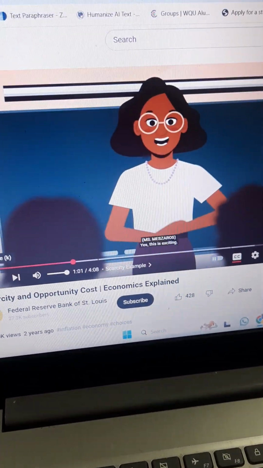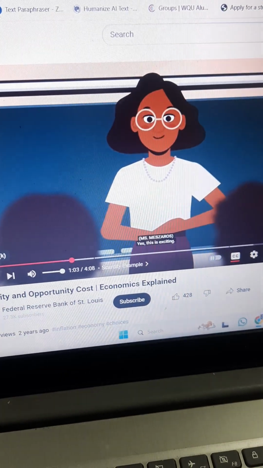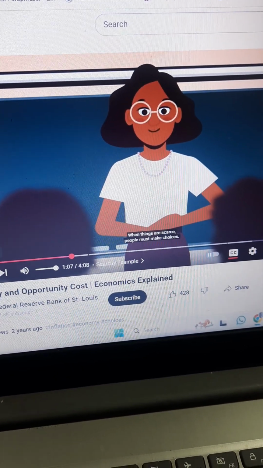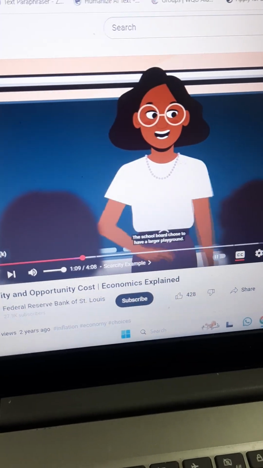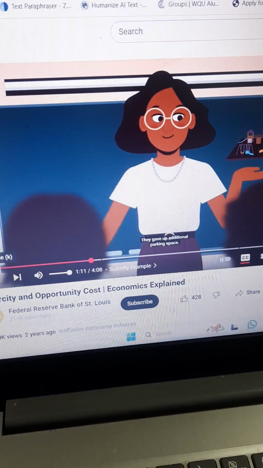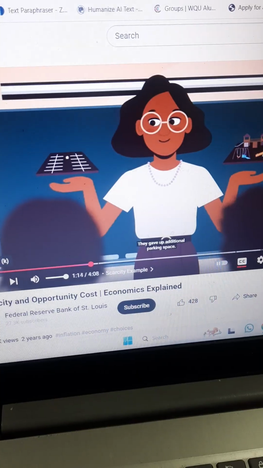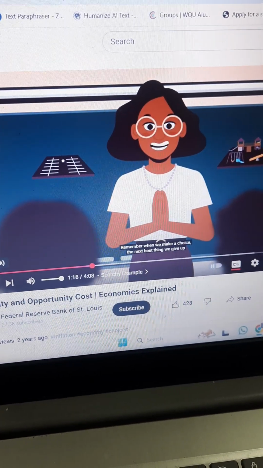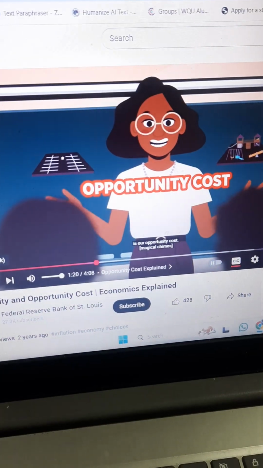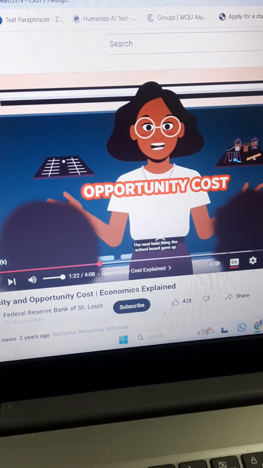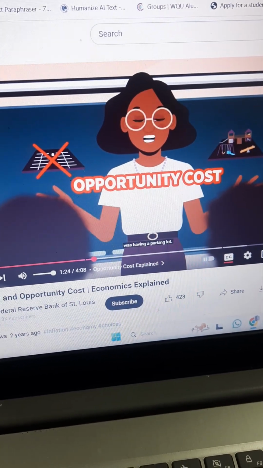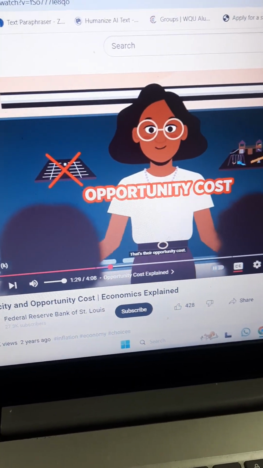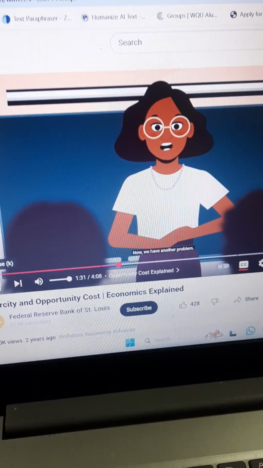Yeah! Yes, this is exciting. When things are scarce, people must make choices. The school board chose to have a larger playground. They gave up additional parking space. Remember, when we make a choice, the next best thing we give up is our opportunity cost. The next best thing the school board gave up was having a parking lot. That's their opportunity cost.